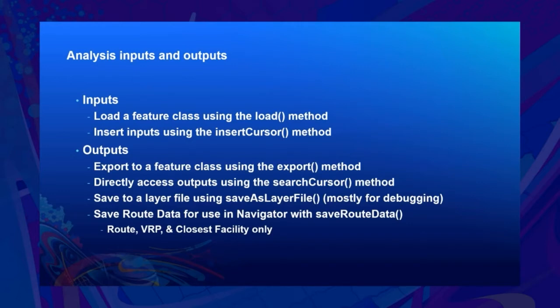If you want to debug problems in your analysis in the map, you can use save as layer file and then add the layer to the map in ArcGIS Pro. If you want to create a zip file containing route data suitable for use in Navigator, you can use the save route data method.